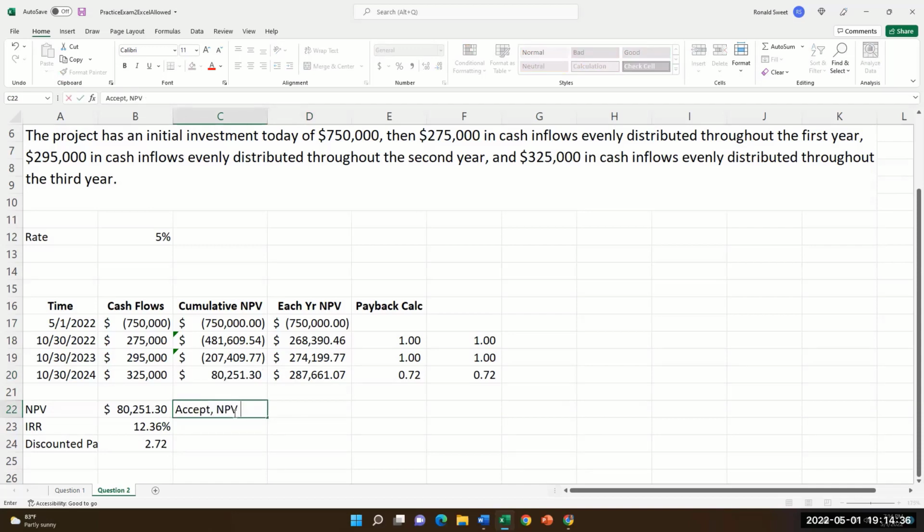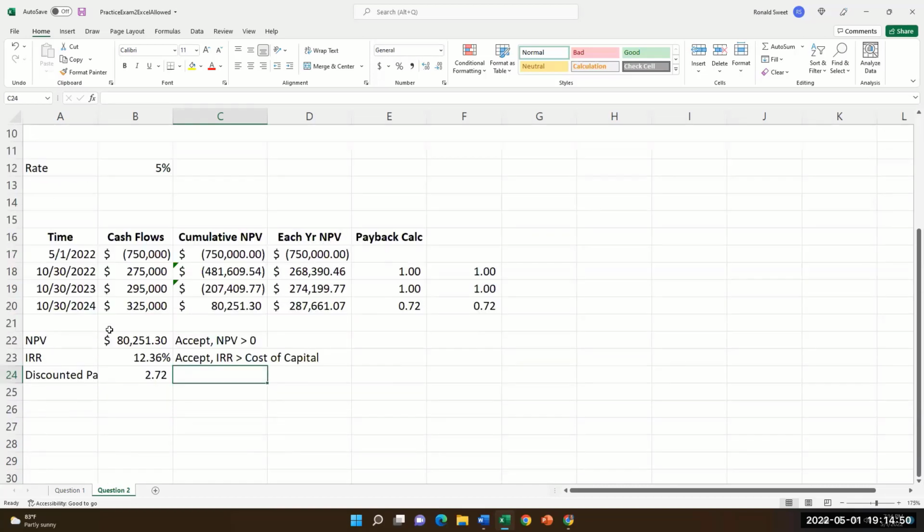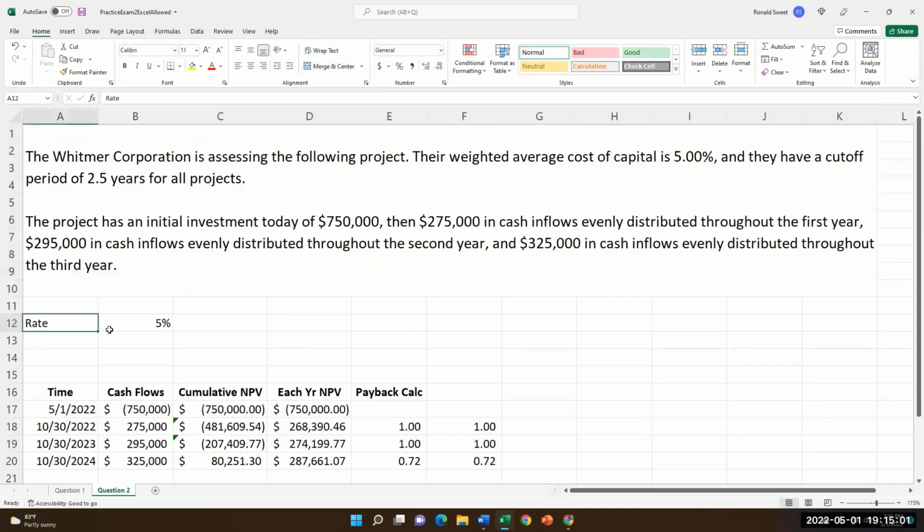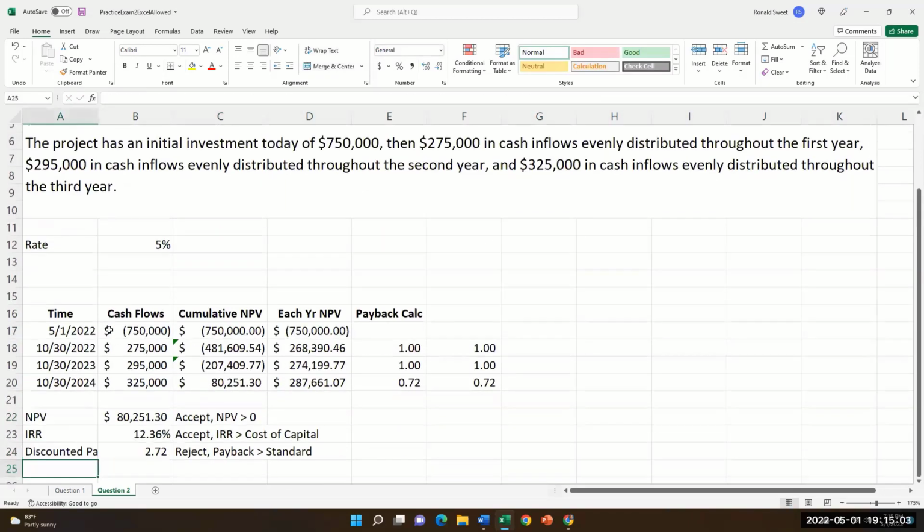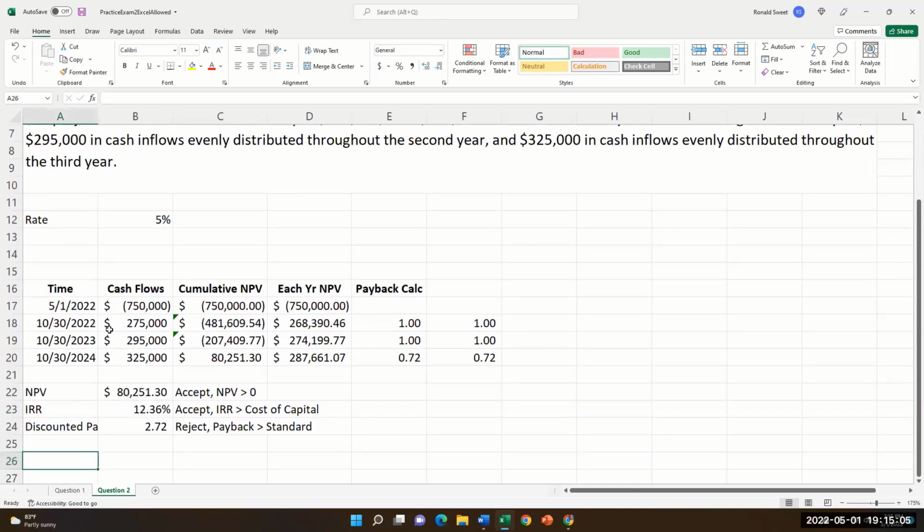And then you accept. NPV is greater than zero. I do want you to put all this in here. Here you accept. IRR is greater than the cost of capital. Here, what was their 2.5? Here, reject. Payback is greater than the standard, something like that. All right. Any questions on this one? So those are the things to do in Excel.